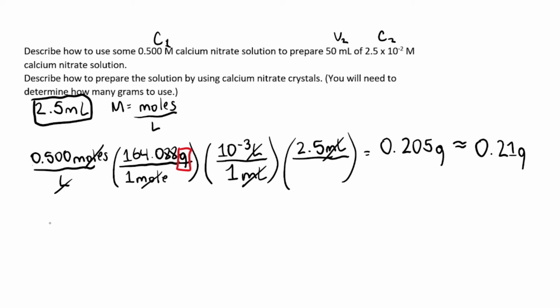All we need to do is just dilute from this 2.5 milliliter solution until we get to 50 milliliters, and then that will give us the correct concentration of 2.5 times 10 to the negative 2 molarity. And that's it. That's how you answer this question.